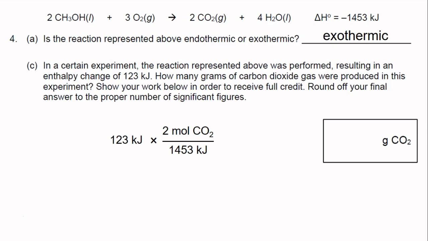So the 2 comes from the coefficient in the balanced chemical equation. For every 2 moles of carbon dioxide that are produced, 1453 kilojoules of energy is released. Now all we have to do to go from moles to grams is use the molar mass as determined by periodic table calculations. So 1 mole of carbon dioxide weighs 44.01 grams. And if we do this math, we get, rounding off to 3 significant figures, 7.45 grams of carbon dioxide.